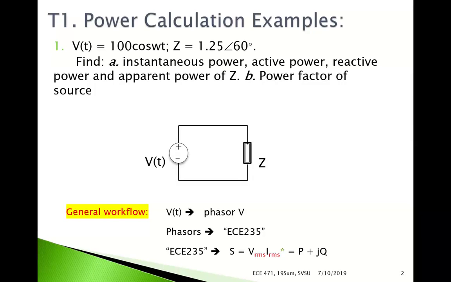The power calculation formula is apparent power S in phasor equals the voltage in RMS value phasor times the current in RMS value conjugate. And of course, because the voltage and current are both in phasors, the resulting apparent power S is also a phasor, and then we can convert this phasor to the equivalent complex number, which is going to tell you the active and the reactive power as real part and imaginary part respectively. This is the general workflow we want to follow.